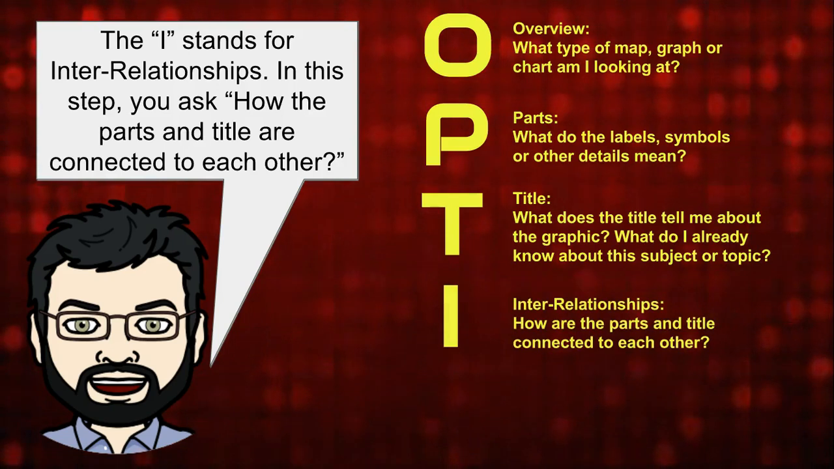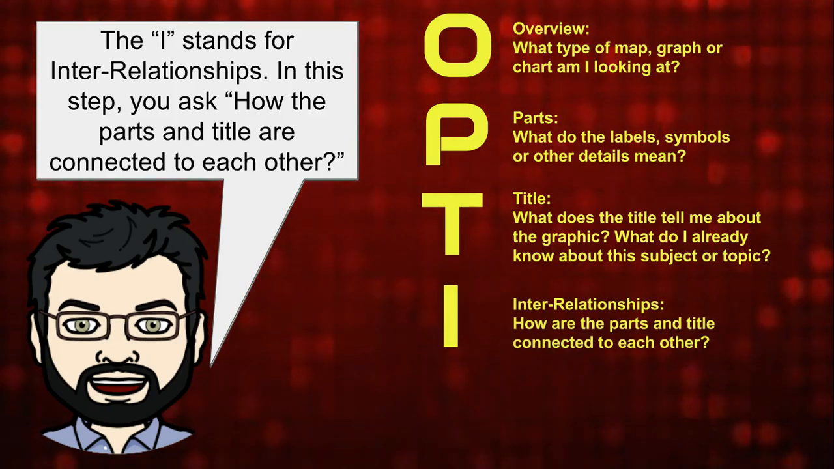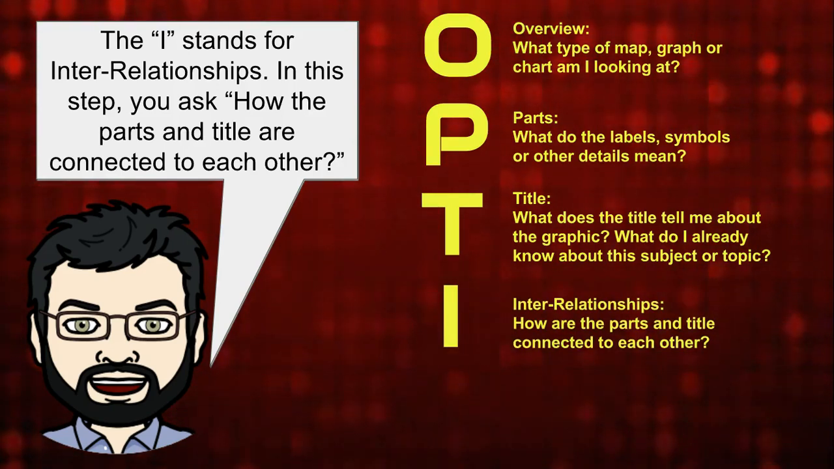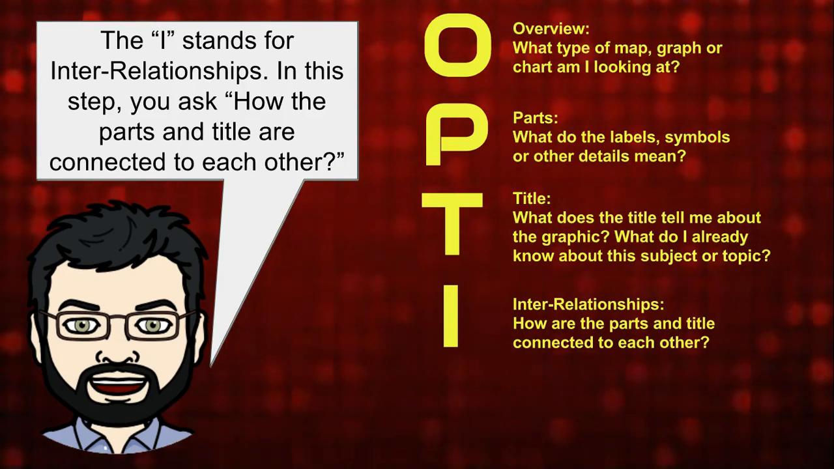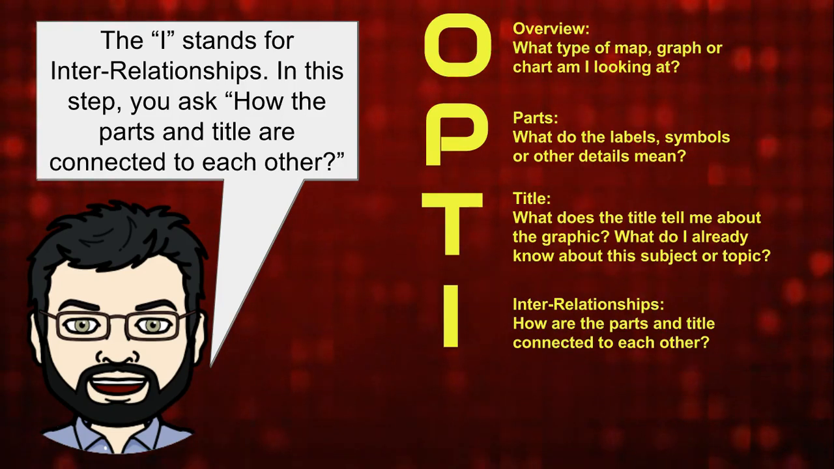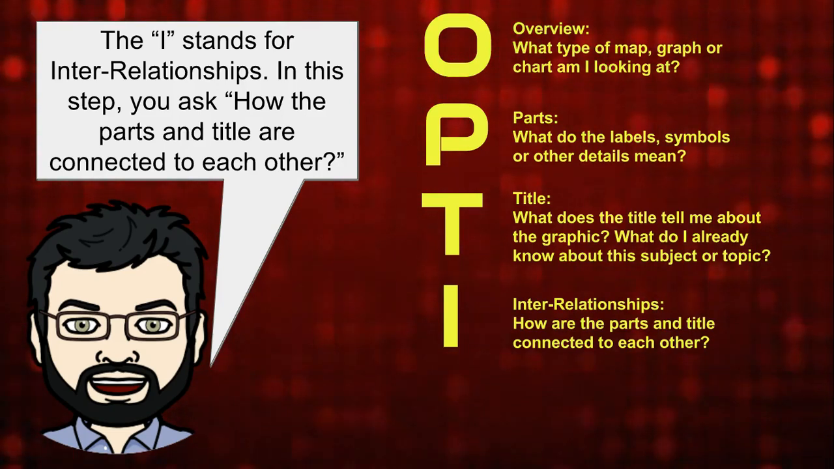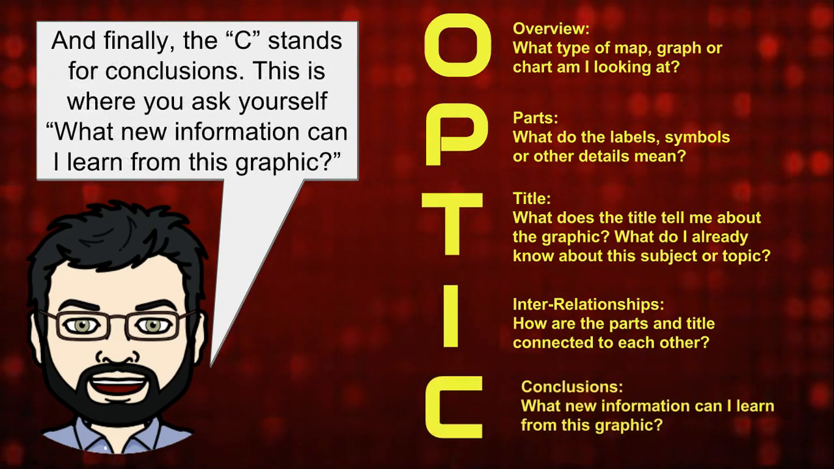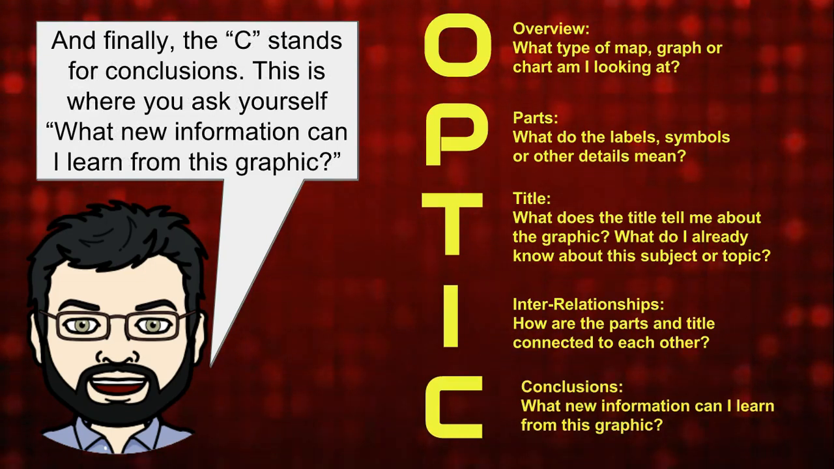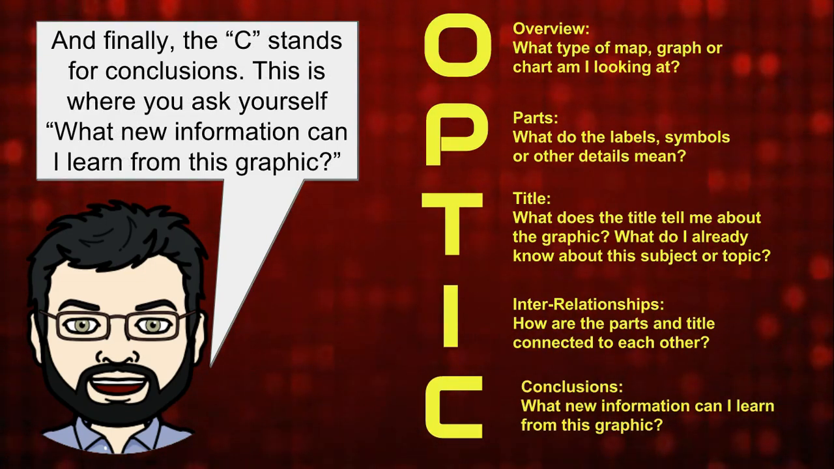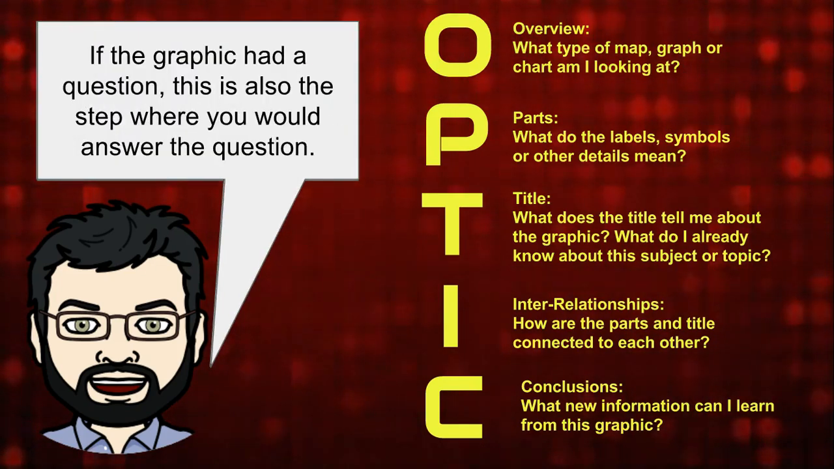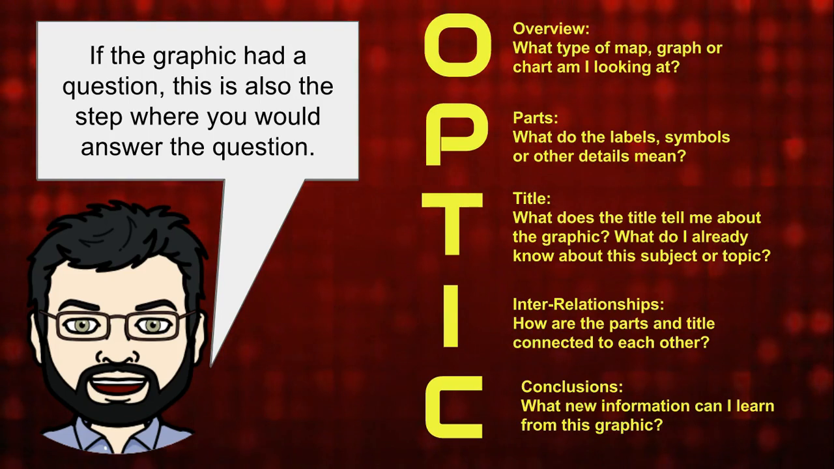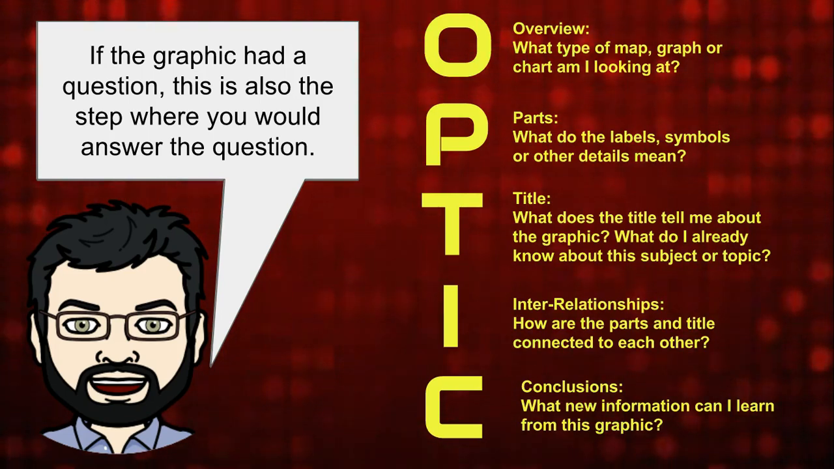The I stands for interrelationships. In this step, you ask, how are the parts and title connected to each other? And finally, the C stands for conclusions. This is where you ask yourself, what new information can I learn from this graphic? If the graphic had a question, this would also be the step where you would answer the question.